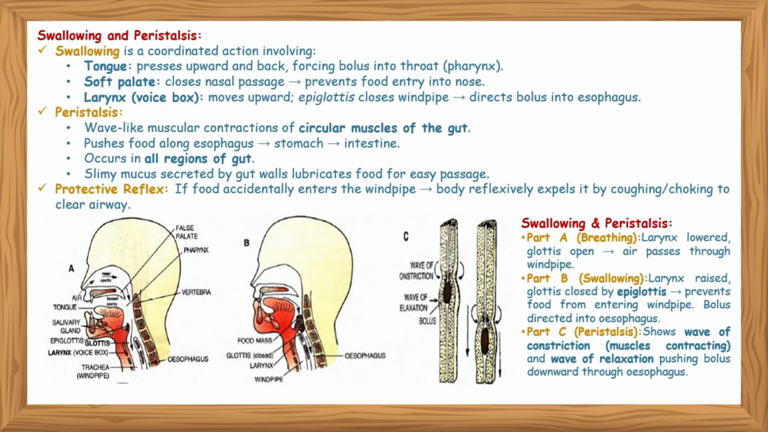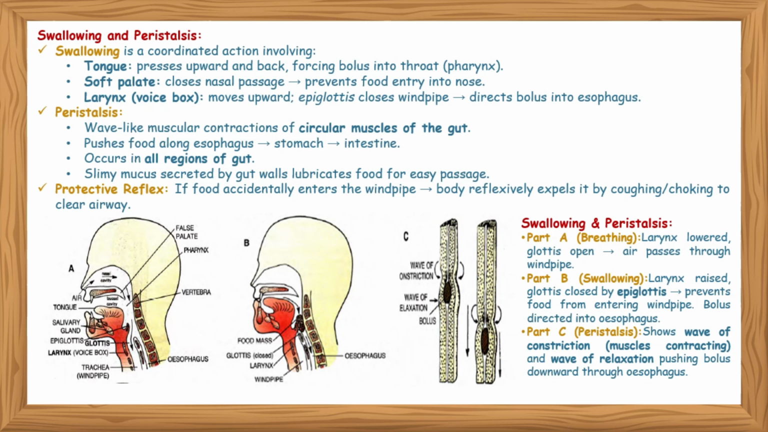Peristalsis is a wave-like muscular contraction of the circular muscles of the gut. It pushes food along the esophagus, stomach, and ultimately the intestine. It occurs in all regions of the gut. Slimy mucus secreted by the gut walls lubricates food for easy passage. Protective reflex: if food accidentally enters the windpipe, the body reflexively expels it by coughing and choking to clear the airway.